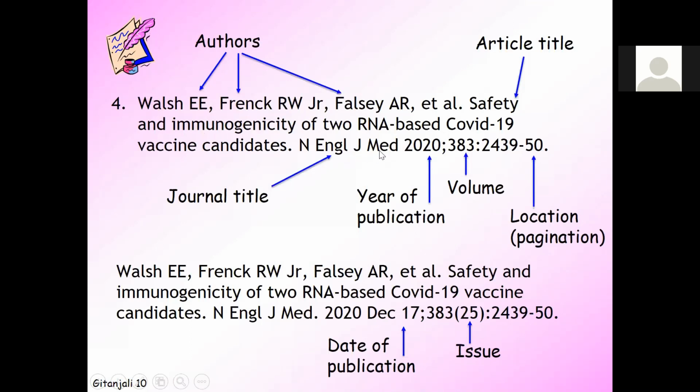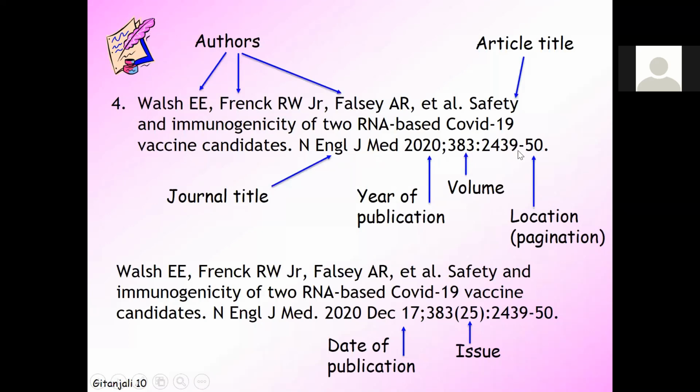This is the abbreviation. This is the title of the journal, and the abbreviated form of the title of the journal is given in Vancouver format, which is not there in the Harvard or APA format. So N Engl J Med, I'm sorry, one full stop is missing here. This is the journal title. Then this is the year of publication. And then this is the volume, and this is the location of pagination.